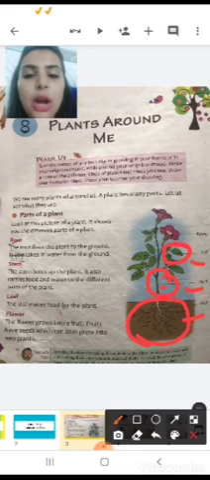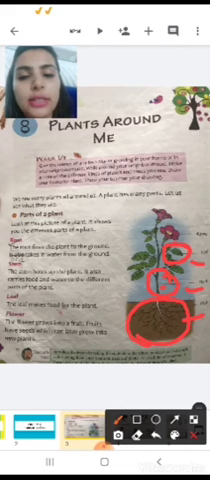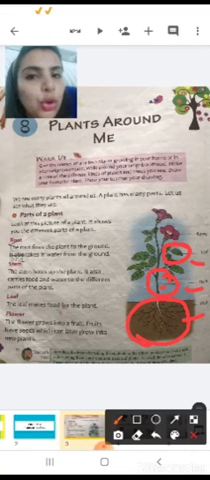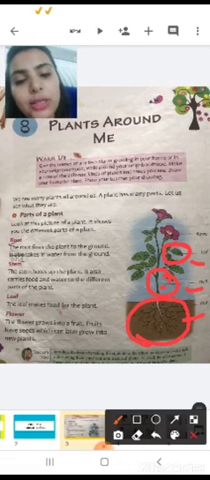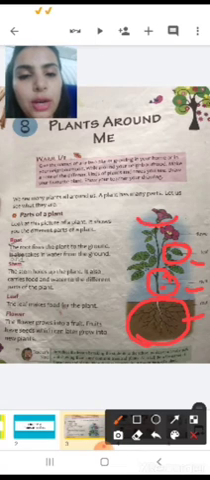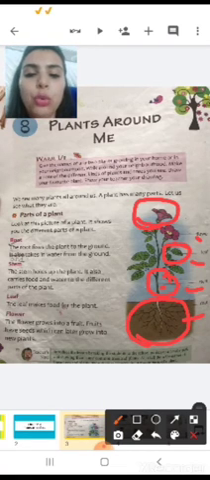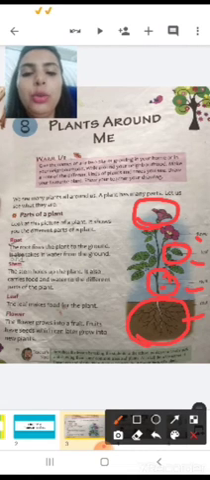Now the next is our flower. You all know what a flower is. The beautiful part of the plant is called the flower. See here, these are the flowers. The flower grows into a fruit. Fruits have the seeds which can later grow into new plants.